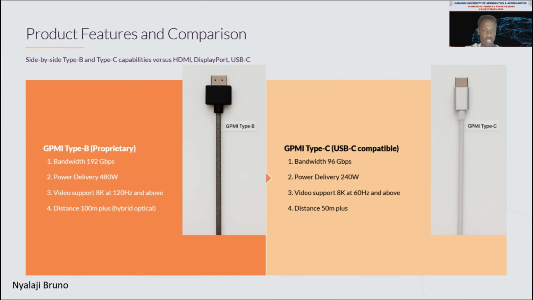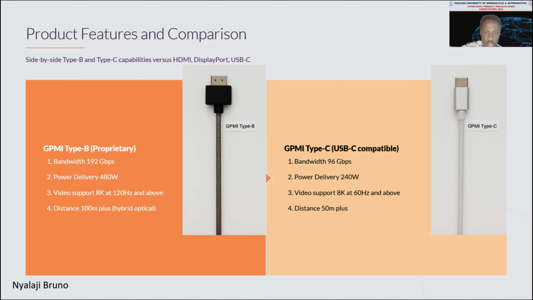This slide details the two product tiers of the GPMI standard and how they outperform current solutions. On one side, we have GPMI Type B, our proprietary high-performance variant designed for maximum capability. It delivers an unprecedented 192 Gbps of bandwidth and 480 watts of power, supporting 8K video at 120 Hz and beyond over distances exceeding 100 meters thanks to its hybrid optical core.